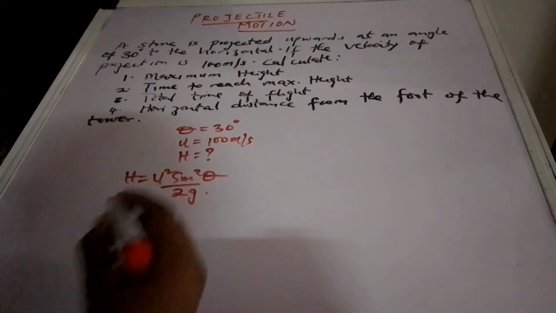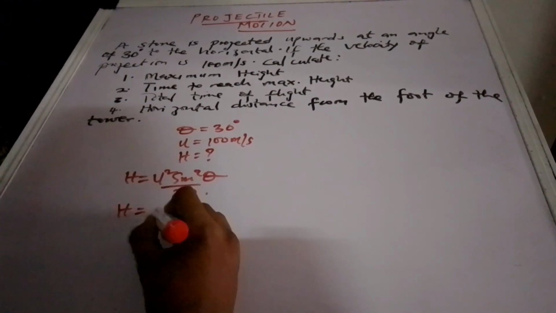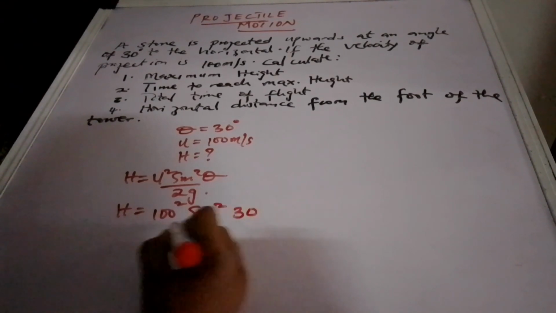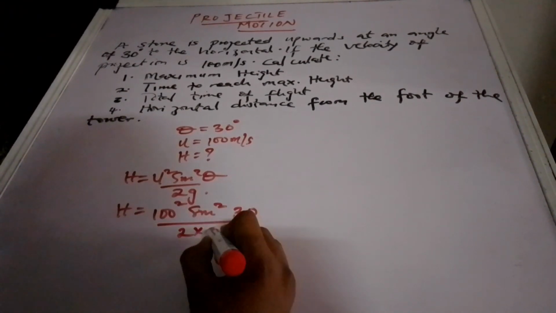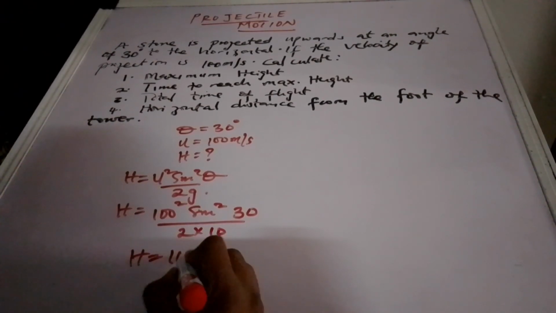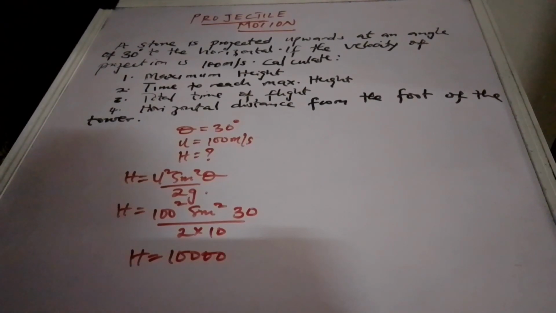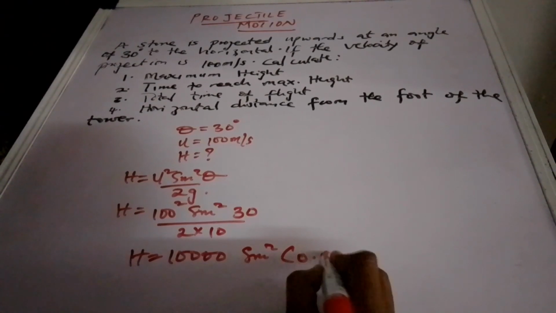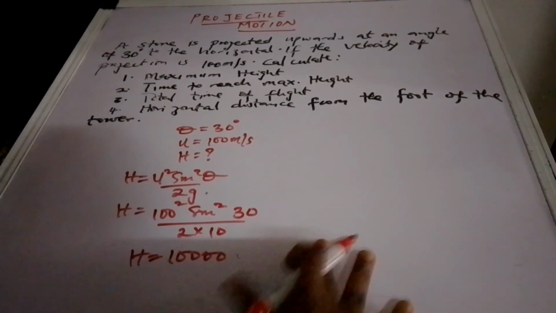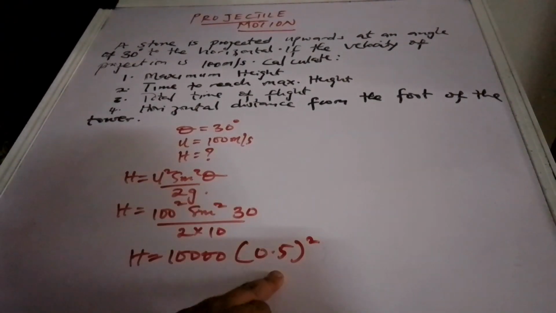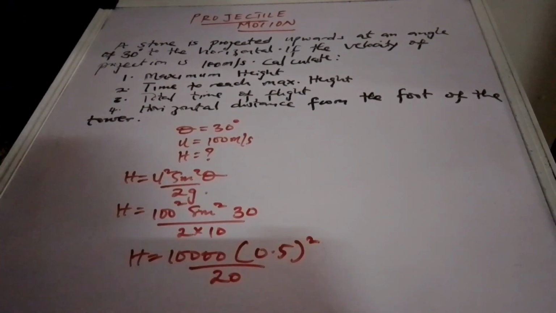So let's substitute the parameters. Our h is going to be u squared, that is 100 squared, sine squared theta, where theta is 30 degrees, over 2g, and let's take our g to be 10. So our h is going to be 100 squared, that is 10,000, then sine squared theta. Sine 30 is 0.5, and we are looking at sine squared theta, so 0.5 squared, then over 20.